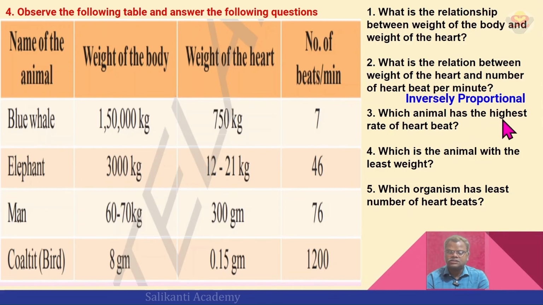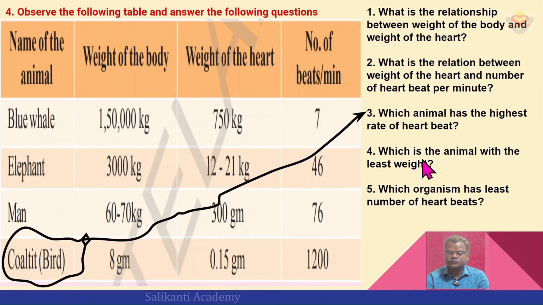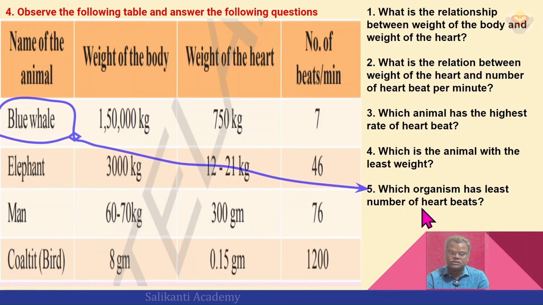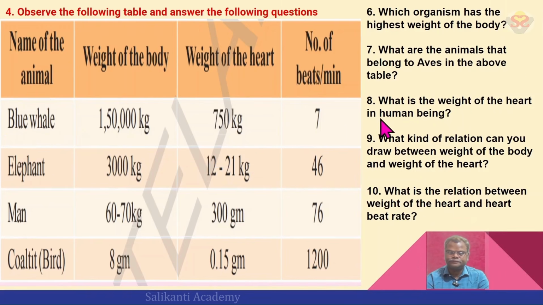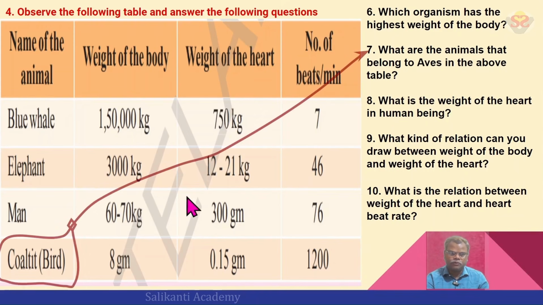Which animal has the highest rate of heartbeat? Cold tit bird. Which is the animal with the least weight? Cold tit bird. Which organism has the least number of heartbeats? Blue whale, 7 heartbeats per minute only. Which organism has the highest weight of the body? Blue whale.